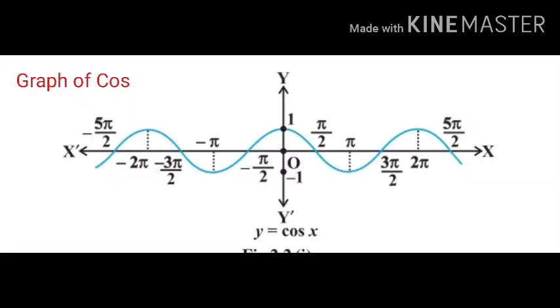We will make the graph of cos in the same fashion as we made the graph of sine x. Similarly, if we interchange the position of x and y, we will get the graph of cos inverse x. In a similar way we restrict the domain. Just we have to remember one thing, this time the domain will be 0 to pi.